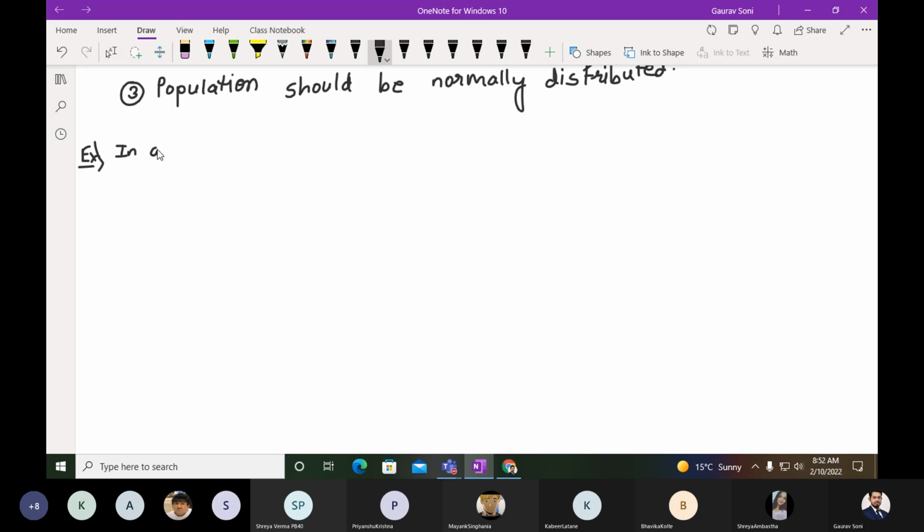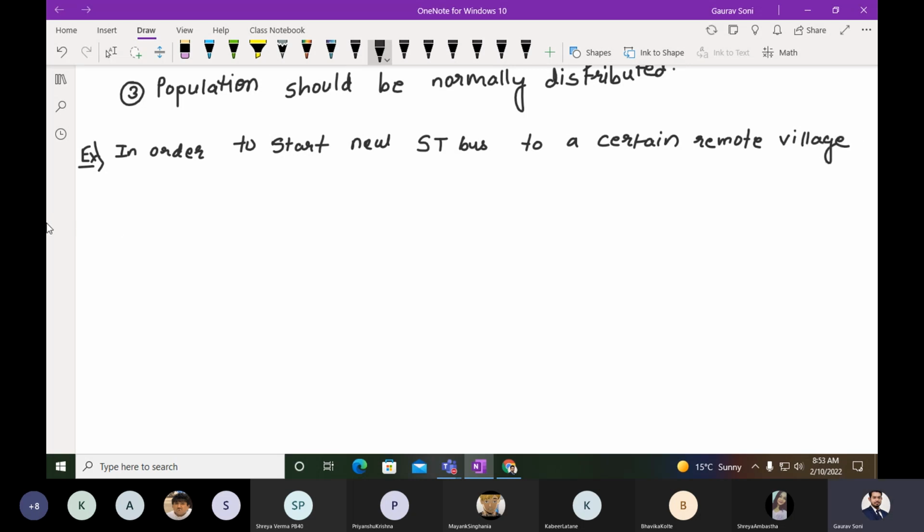In order to start a new ST bus to a certain remote village, it is required to get the average fare of rupees 400 daily.